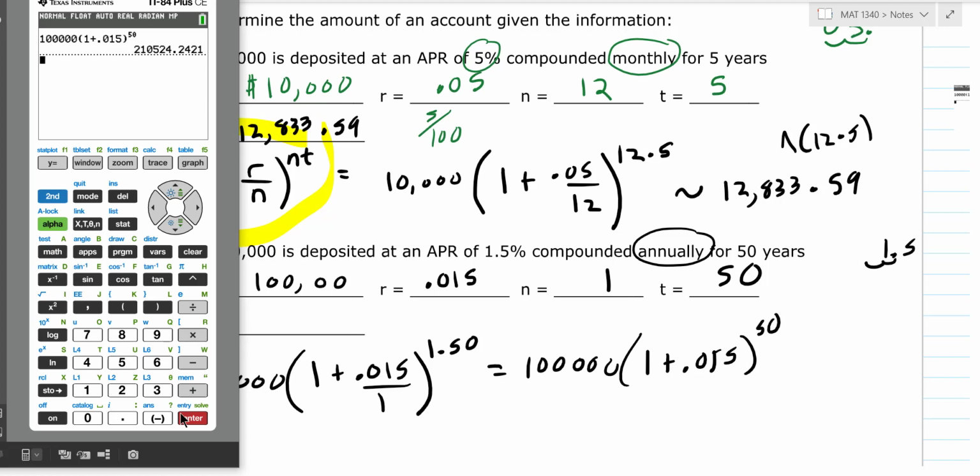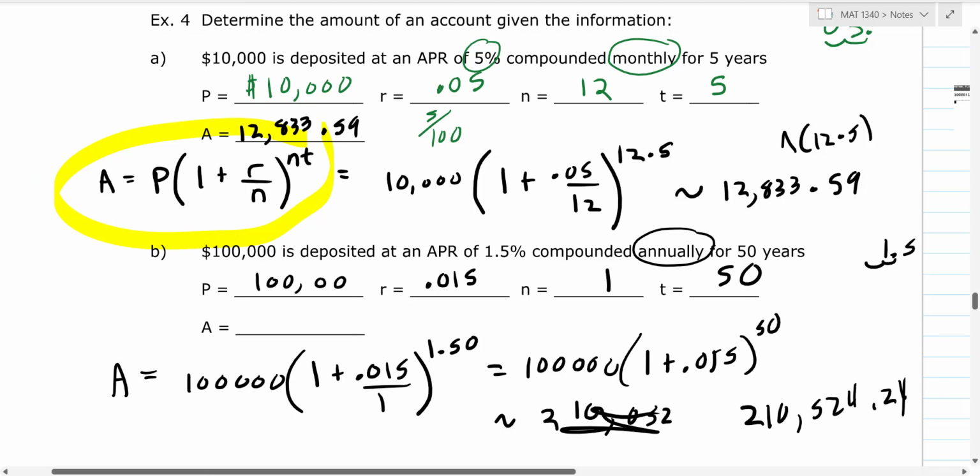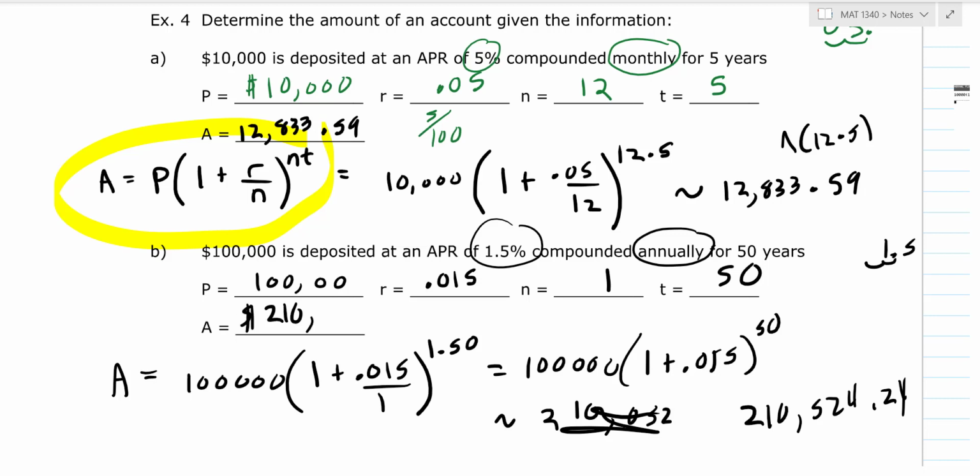Holy cow, that's a lot. Okay, you end up more than doubling your money. $210,524.24 is what you get. The reason that that was so big is because of the 50 years. That interest rate's tiny, and that's the way savings accounts are. In a bank, savings accounts don't draw more than 1 or 2% anymore. Kind of varies with the economy somewhat. So that would be what you end up with.